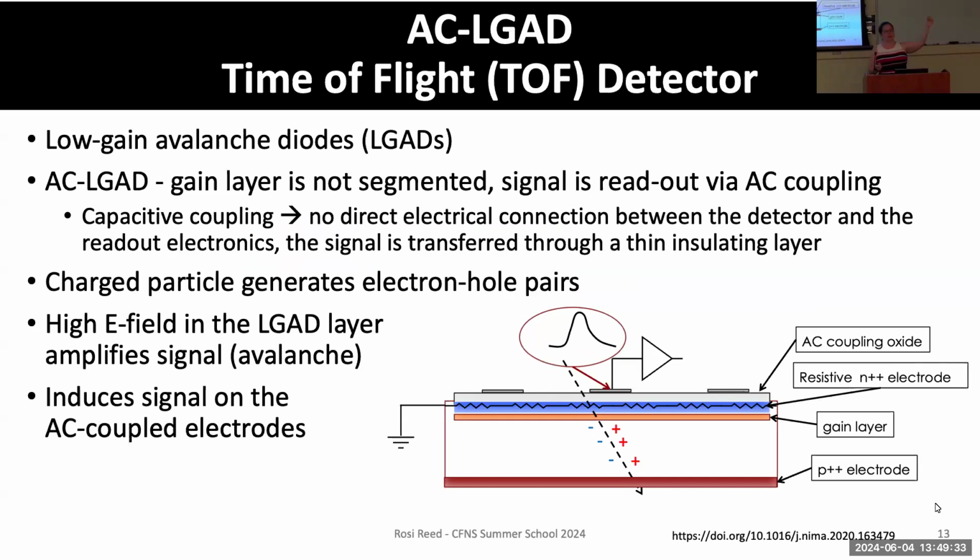So if you measure the time and you know the momentum from your tracking detectors, then you know the velocity. If you know the velocity and the momentum, you can determine the mass. So this is the AC-LGAD. This is a low gain avalanche diode.